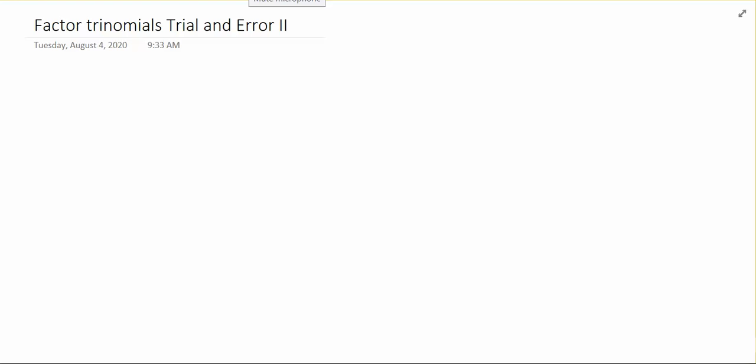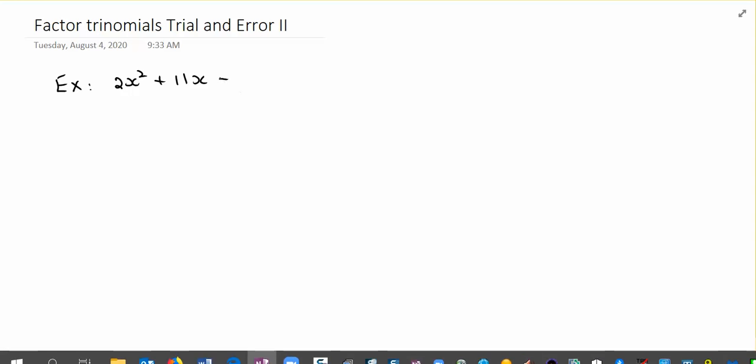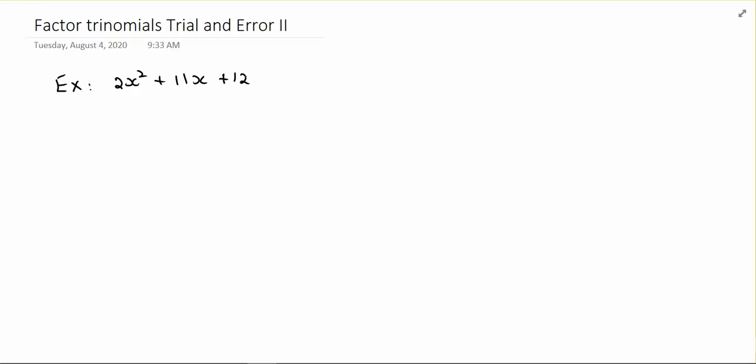Alright, so welcome to the second trial and error example set for factoring trinomials. So this time let's take a look at this problem here. We'll take a look at about three problems this time. So 2x squared, and we won't cheat on this, meaning we don't know what the answer is. So we'll have to work this out all the way through. So 2x squared, 11x, and 12.